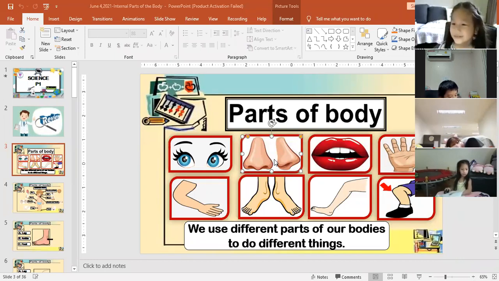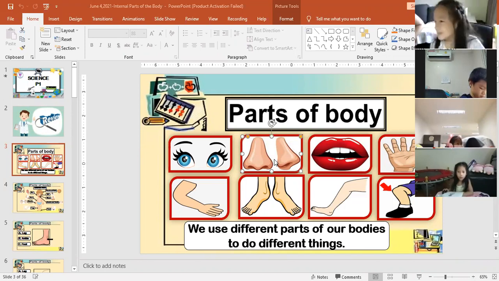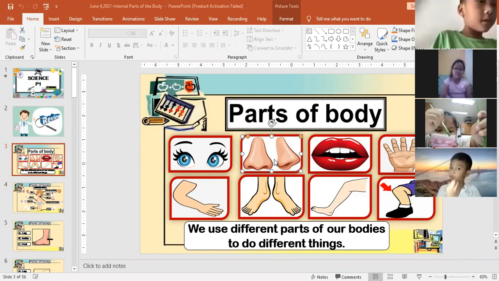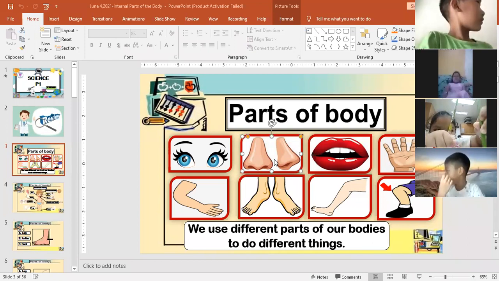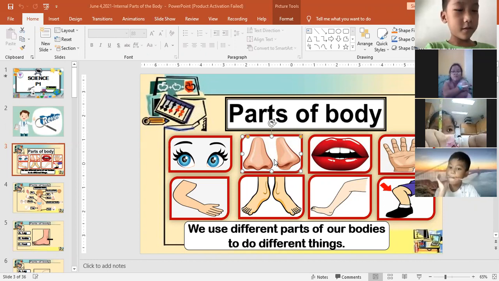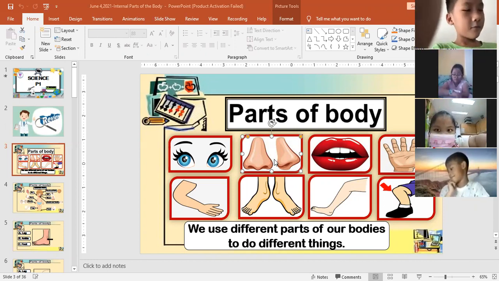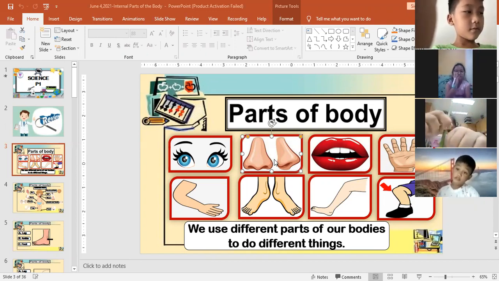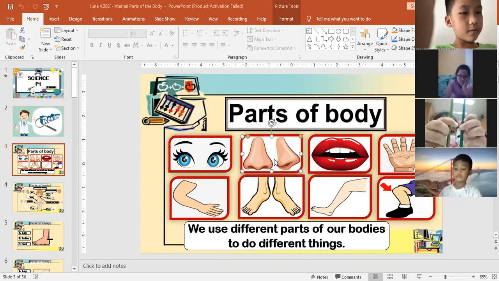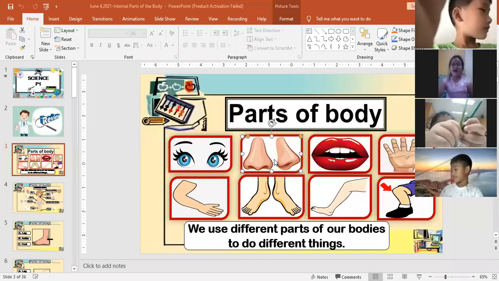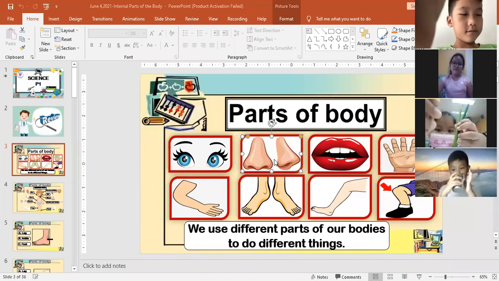Arisara. I can smell food. Aside from food, what can you smell? I will call Akarapak. Akarapak. I can smell. What can you smell with your nose? For example, I can smell the food. I can smell the pizza. I will call Krichapon. Krichapon. Yes. I can smell flowers. Okay, very good. I can smell flowers using your nose.